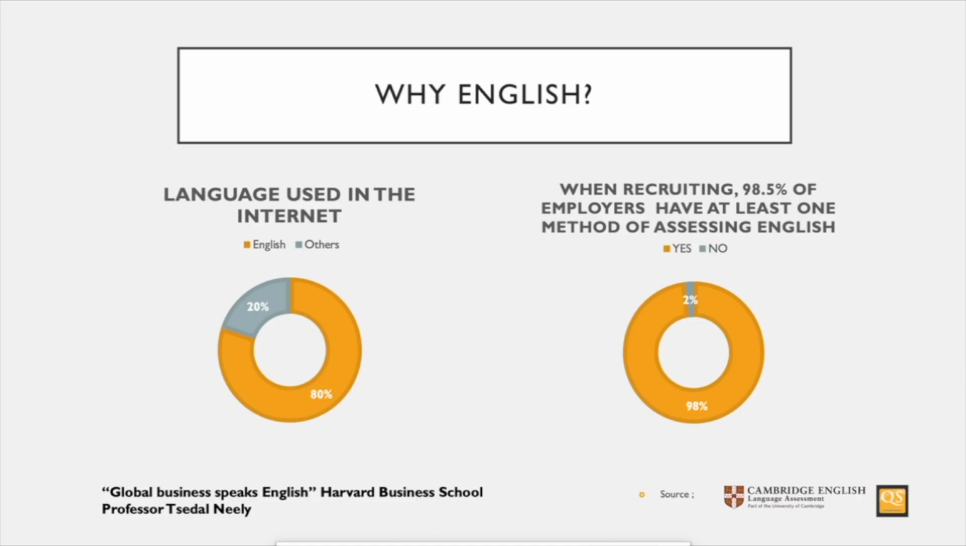Now, why English? First of all, of the language used on the internet, 80% is English. Global business speaks English, according to Harvard Business School professor Tsedal Neeley. And 98.5% of employers have at least one method of assessing English. So 98% of employers put a high emphasis on the English command of an employee or potential employee. These children, especially underprivileged children, have no extra resources to go out for additional English resources to learn English. We want to give them a chance to start the working world on equal footing with ordinary children.